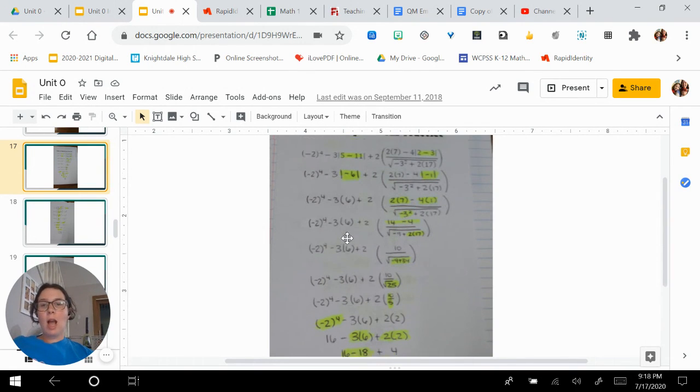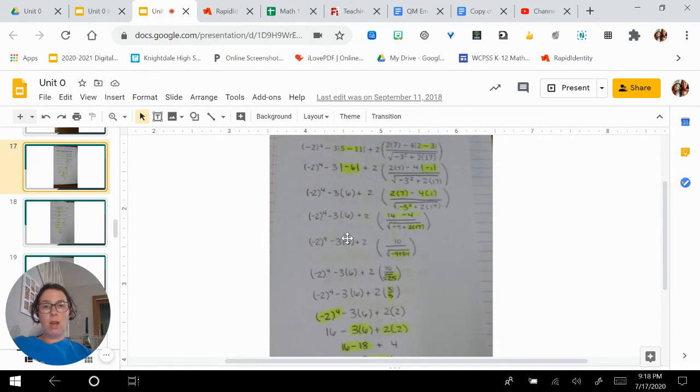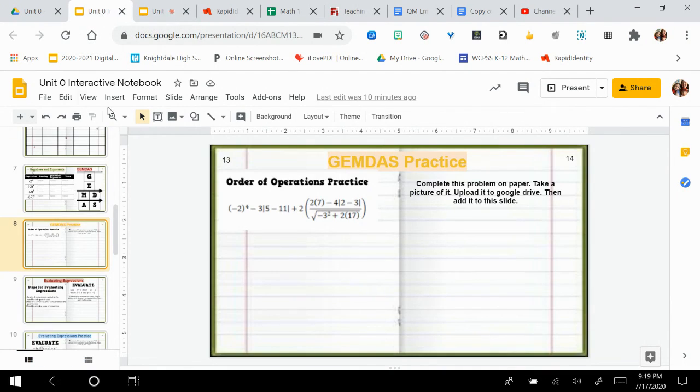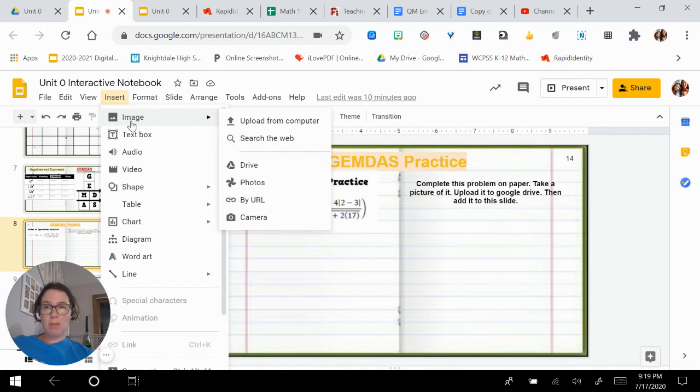So again, you can write this down on your own notebook paper, save it to your Google Drive, and remember you go to Insert, Image, Drive, or if you're on a computer, Photos, or whatever. If your computer has a camera, you can just take a picture of your notebook paper and then just insert it here so you can have the work on this page.